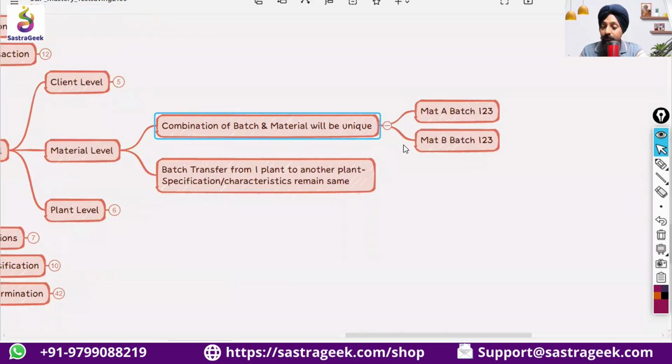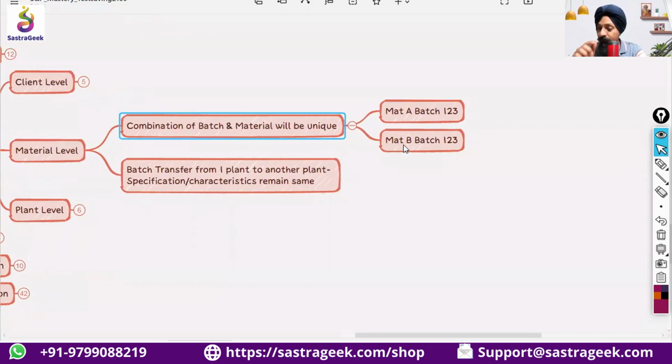Material level batch means that the combination of material and batch is unique. I will never say this is batch number 7241, tell me what the characteristics are, tell me what the expiry date is. I will always have to say it for my material A, batch number 123. You tell me what the characteristics and the expiry date are. So always the material and batch combination would be unique.